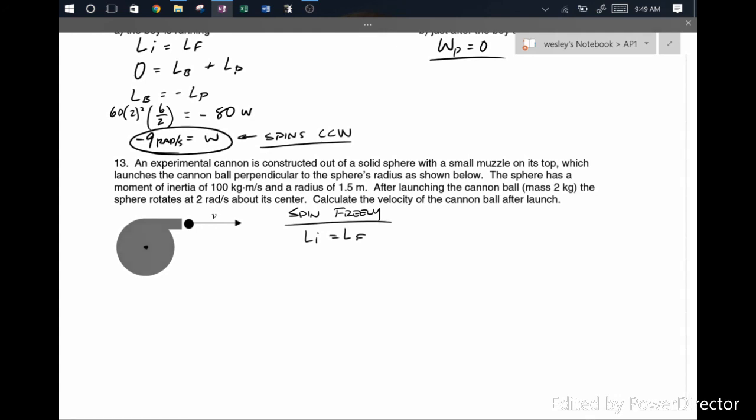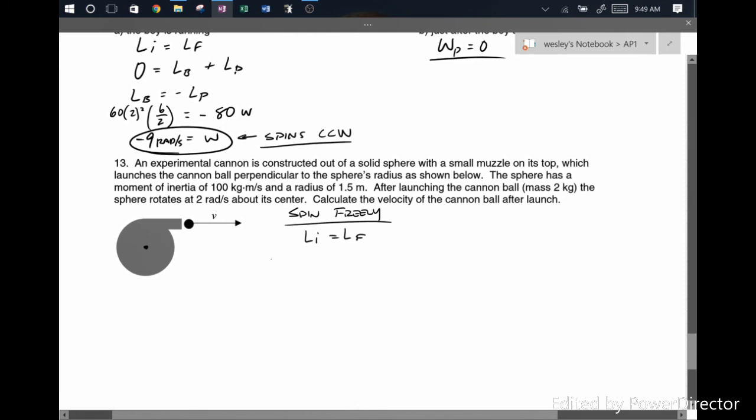So, the initial angular momentum is 0 because everything is at rest. The final angular momentum is the angular momentum of the ball plus the angular momentum of the gun, or the cannon. I guess we'll call it a cannon. So that tells me that the angular momentum of the ball is equal to the negative angular momentum of the cannon. So the ball is a straight object moving in a straight line. It's mv times a, and the cannon is going to be the rotational inertia of the cannon times its rotational speed.